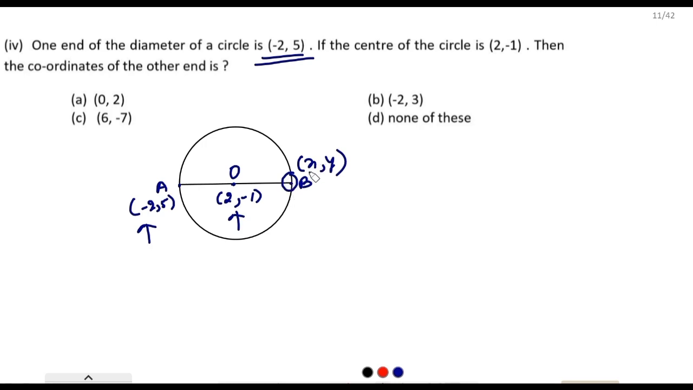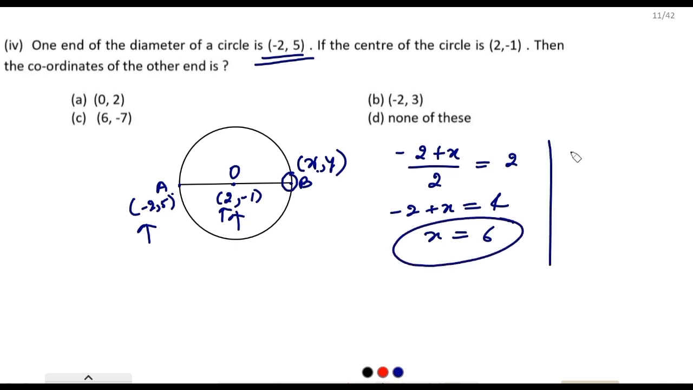Then we apply the midpoint formula. (x1 plus x2) upon 2 is equal to the x coordinate of the midpoint. It means (minus 2 plus x) upon 2 will be equal to the x coordinate of O. x is equal to 6. Similarly, the y coordinate: (5 plus y) upon 2 will be equal to the y coordinate of the midpoint.